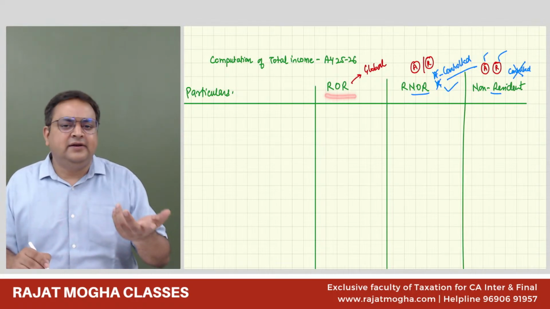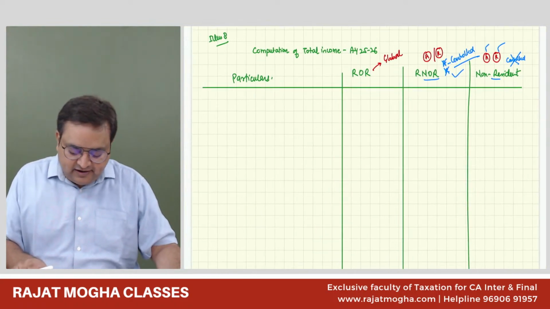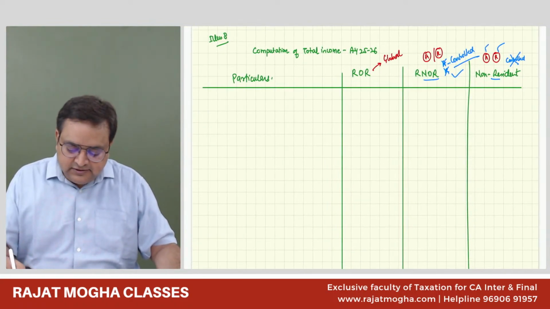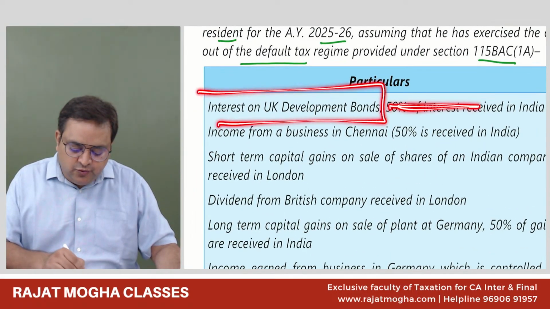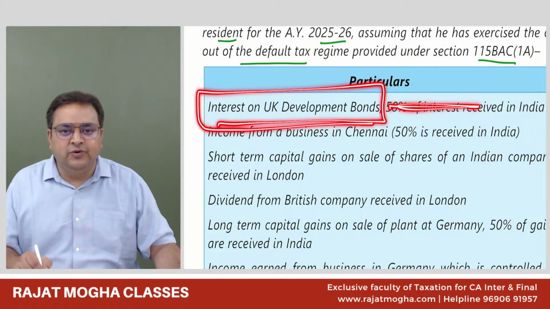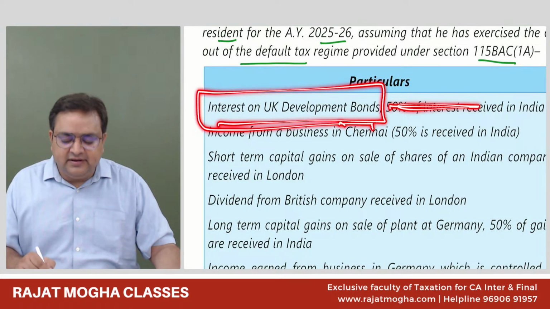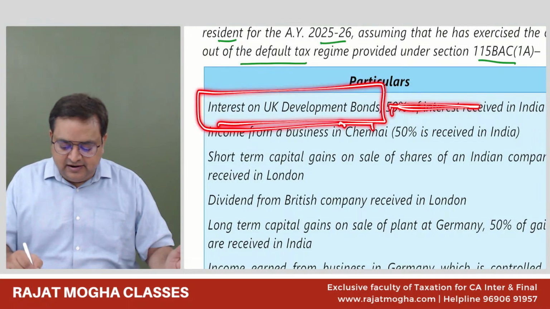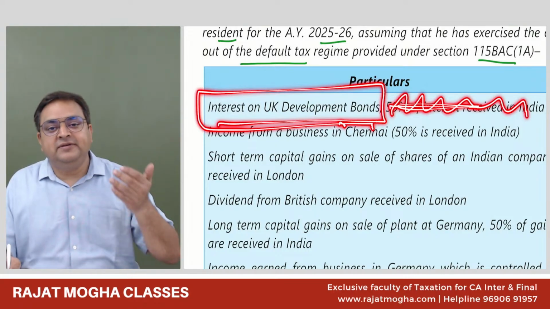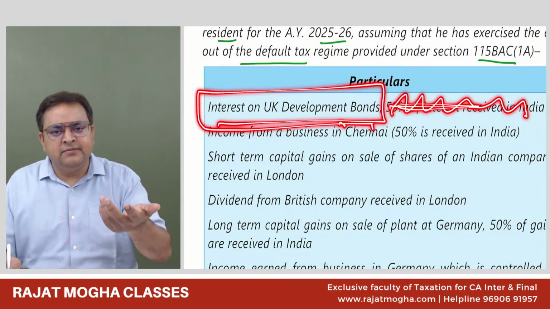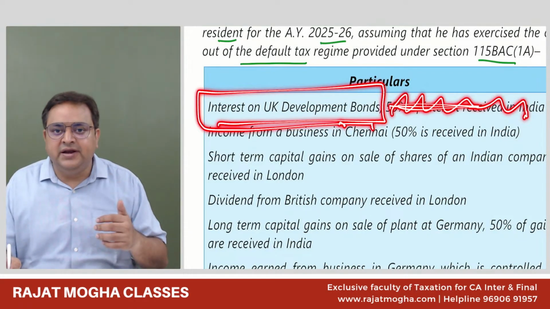For ordinary resident, it's very simple: global income is taxable. So with this information, let us start with this question. See, if I read only up till here, interest on UK development bonds, if the question had stopped over here, then this income is not arising in India. And if nothing is mentioned, will I assume that income is received in India? No. If it's a foreign income, it would have been received in the foreign country only.